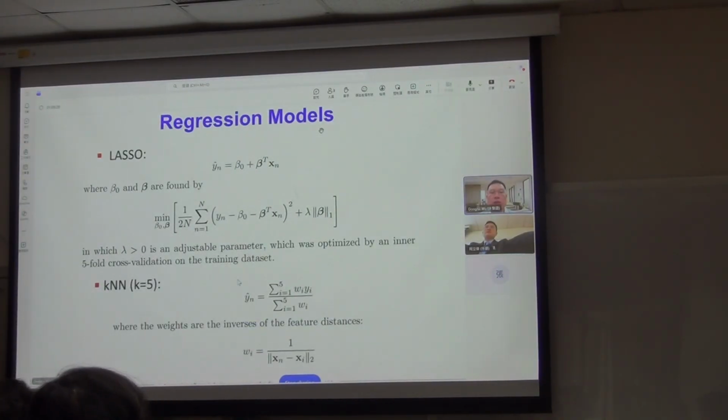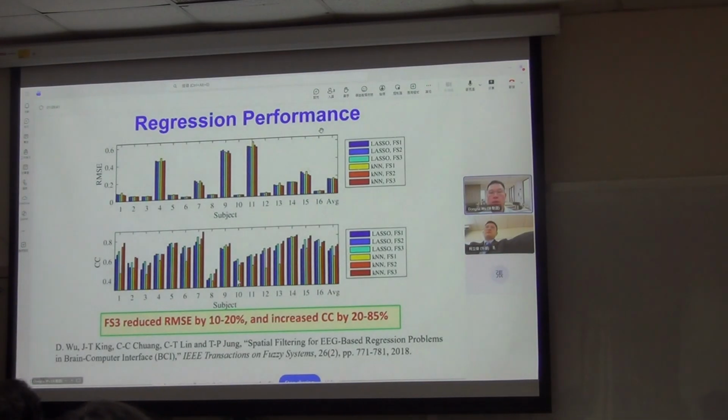For regression, we tried 2 very simple but reliable approaches, including lasso, which is linear regression, and k-nearest neighbors, which is nonlinear regression. Here is the main performance. We compute the root mean squared error of the estimations and also the correlation coefficients with the true reaction time. For each regression model, lasso and k-nearest neighbors, we compared the performance of these 3 different feature sets, FS1, 2, and 3.